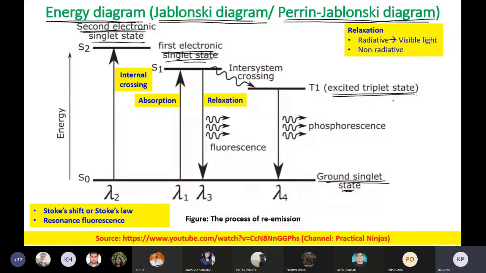Can any one of you tell me what is the difference between a singlet state and a triplet state? Anyone? What is a singlet state and what is a triplet state? Sir, in singlet state, the electrons have opposite spin, whereas in triplet state, they have the same spin. Yes, in singlet state, the electron spins are opposite to each other.